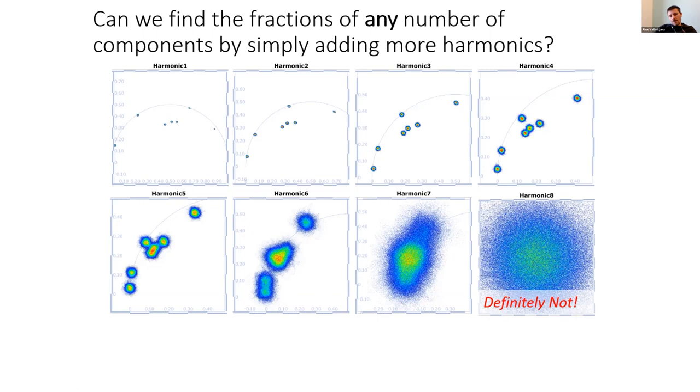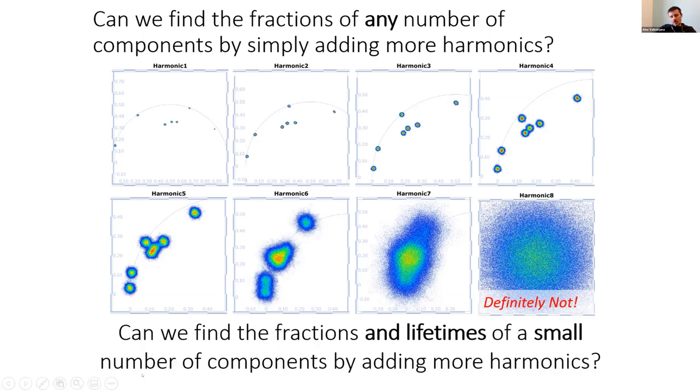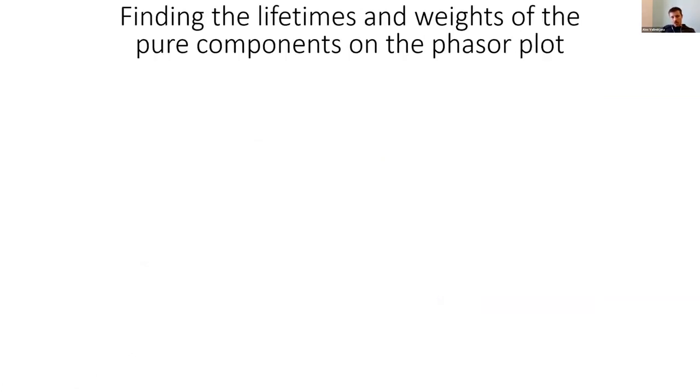But maybe what we can do is find the fractions, so the weights, and the lifetimes of a small number of components by adding more harmonics. And the answer is yes, as we found out. So what we're saying here is, till now we're finding the weights only. Now the question is, can we do a blind analysis? So we don't even know what the pure components are in our data.